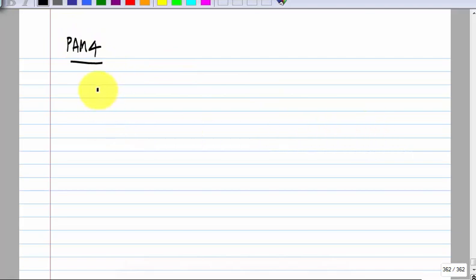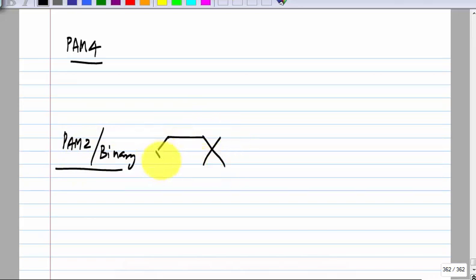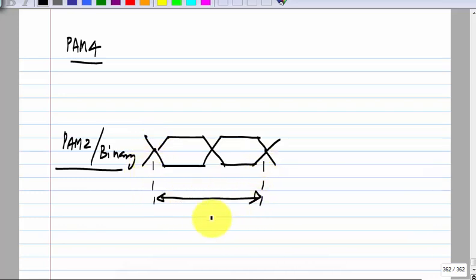PAM4. So essentially, let's say I'll show a 2-bit interval. These are 2-bit intervals, and each bit can be either plus or minus 1. So this is binary data transmission. In a 2-bit interval, there are 4 possibilities: minus 1 minus 1, minus 1 1, 1 minus 1, and 1 1. There are essentially 4 symbols.